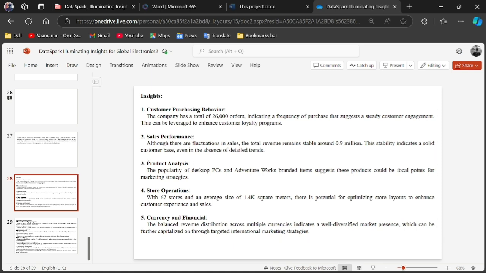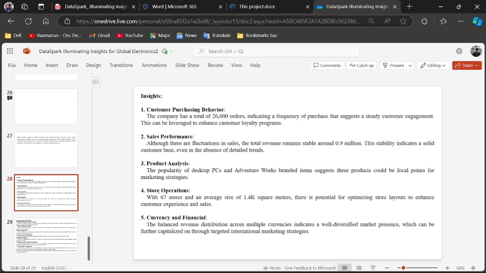Product analysis. In product analysis, we saw in these visualizations the popularity of computers and PCs, and in this, the Adventure Works brand has more popularity, meaning more selling products. So we can suggest these products could be focal points for marketing strategies. We can sell more products from this brand in the store.